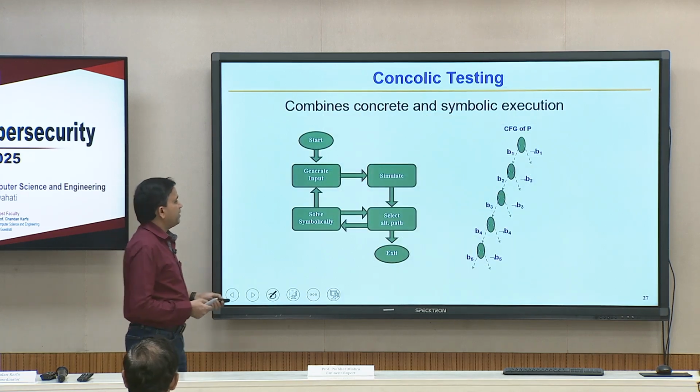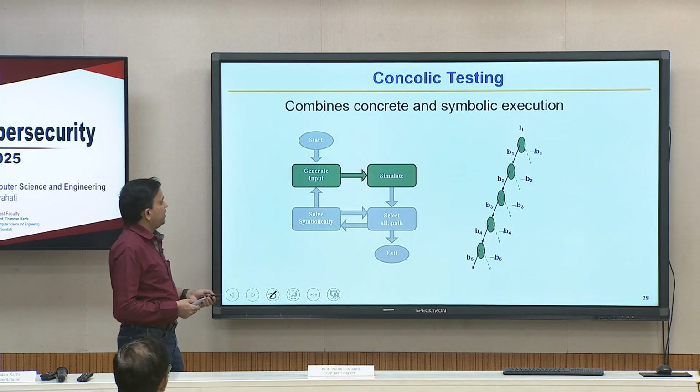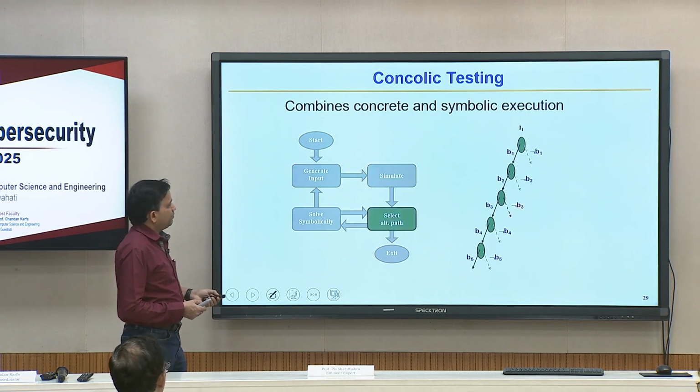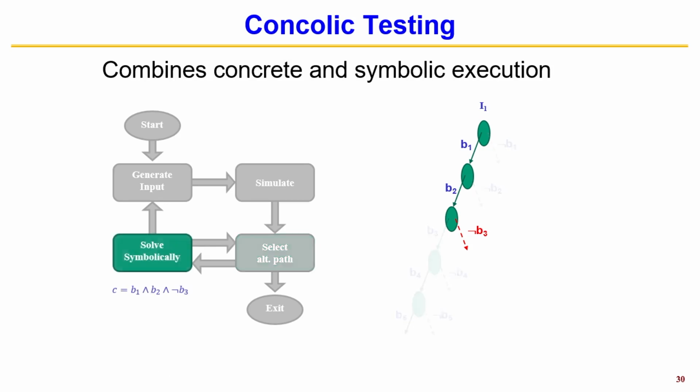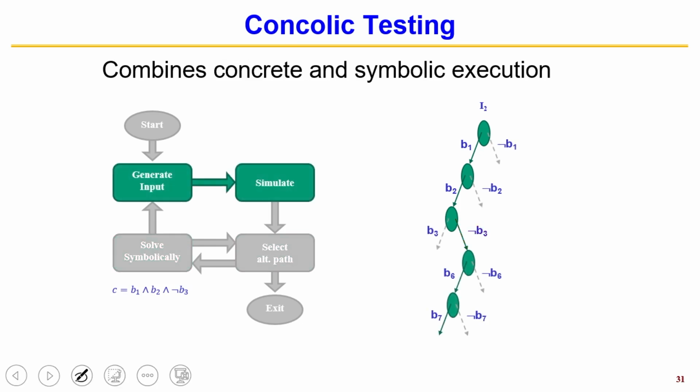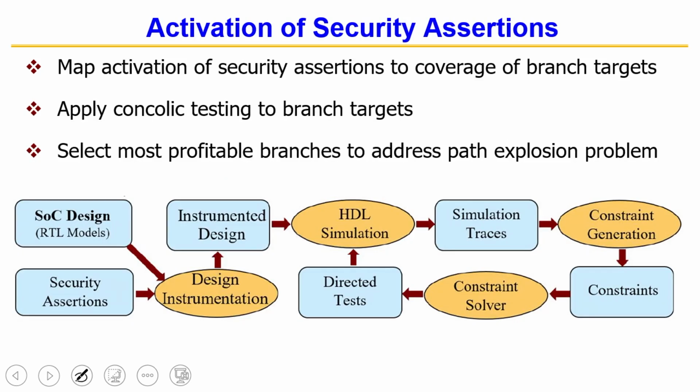So, here is another animation just to show the first one. When you generate input, it basically takes a path, and then you want to flip, let us say, this particular branch. For the alternate path you have to solve symbolically what modification of your original test case will make you flip that branch, and you keep doing that until you reach the target. So, basically I just summarize it here.